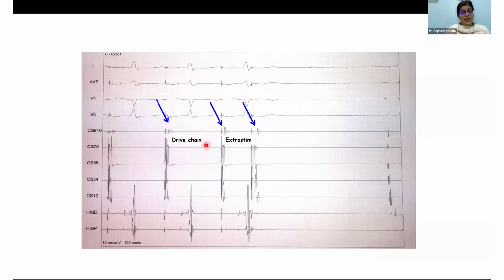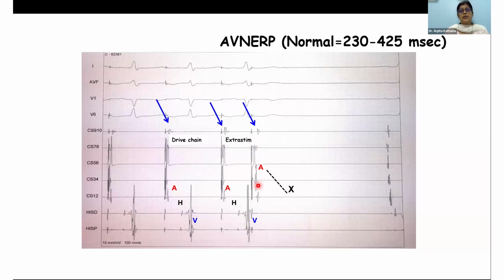Now we are delivering the drive chain followed by an extra stimulus, which is faster. Here we can see in the His bundle, there is an AH followed by a V, another AH followed by a V. After the third spike, there is an A wave, but there is no H, no V. So it is getting blocked in the AV node. This is known as the AV nodal effective refractory period, with normal values of 230 to 425 milliseconds.